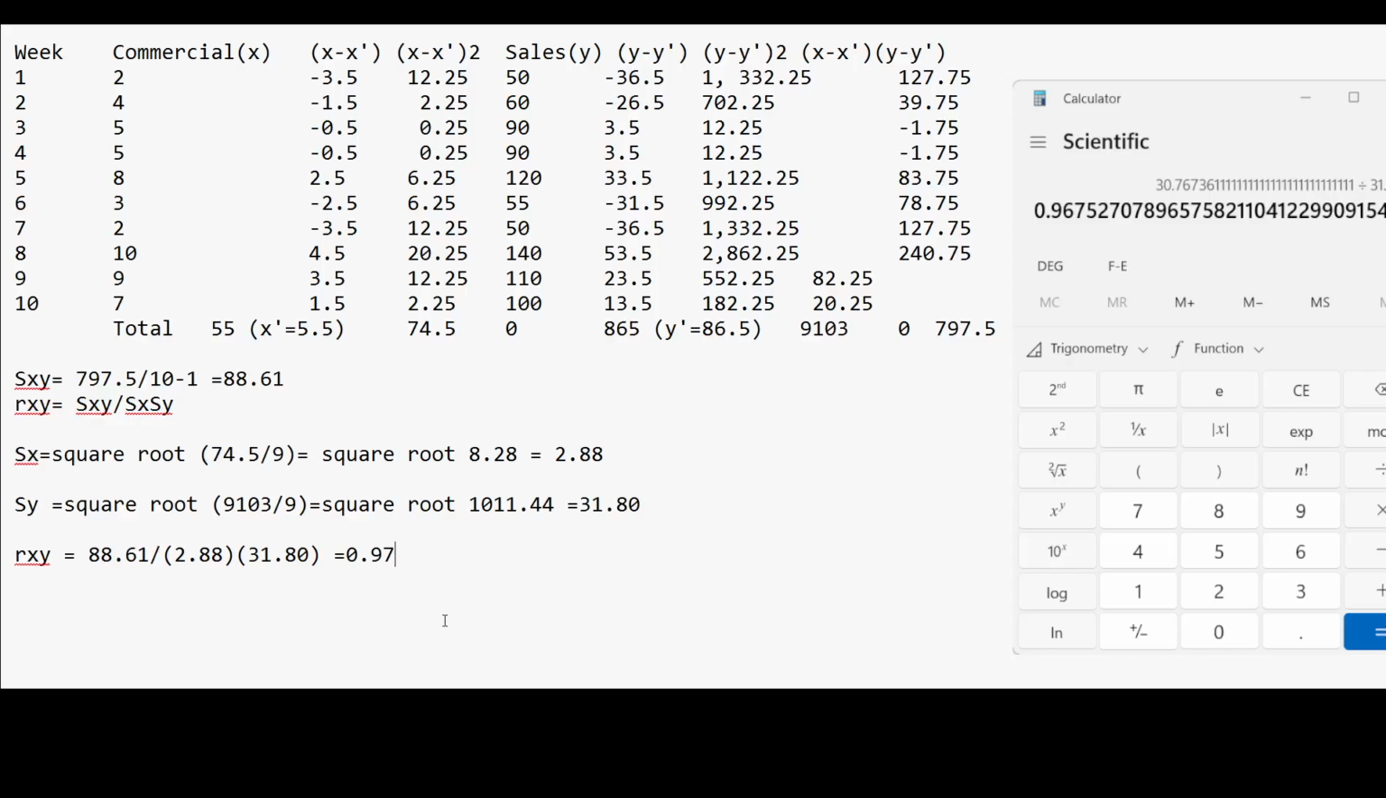It's a strong positive relationship, meaning there is a strong positive relationship between the ads, the commercial, and the sales. So therefore, you need to increase your commercial so that your sales will become higher. I hope you get the correct solution, guys.